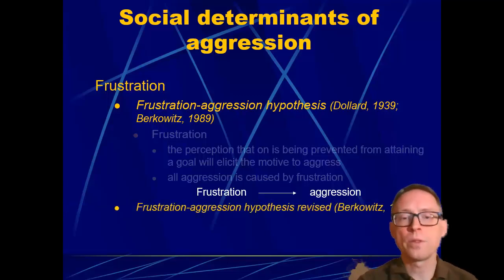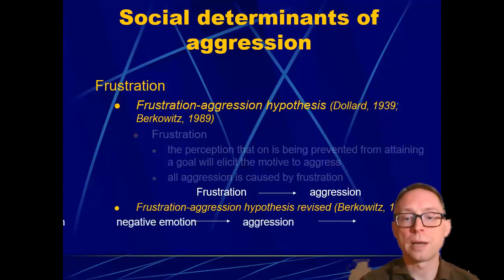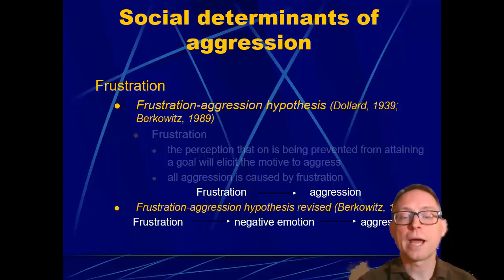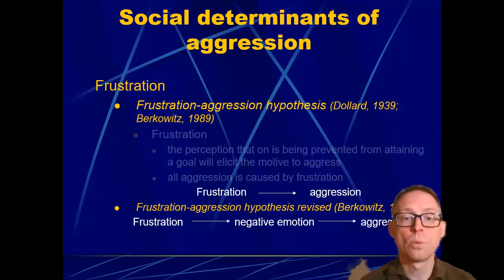Well, this was revised later on. There was a revised frustration-aggression hypothesis, which states that actually frustration leads to negative emotions, and those negative emotions may lead to aggression. What they're saying in this particular case is that frustration doesn't always lead directly to aggression, but the frustration can lead to negative emotions, and those negative emotions then can lead to aggression. It's not just the frustration by itself that leads to the aggression, but a negative emotion has to be experienced first, and that is what leads someone to aggression.